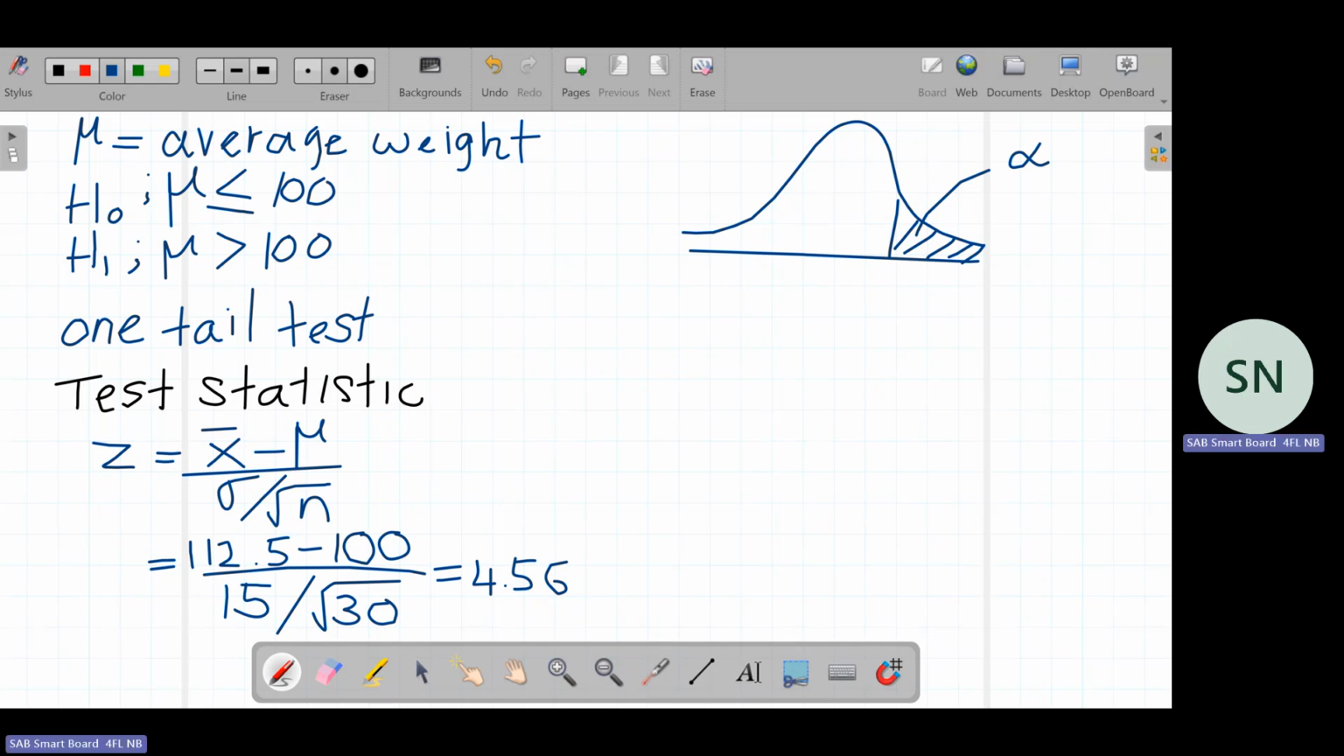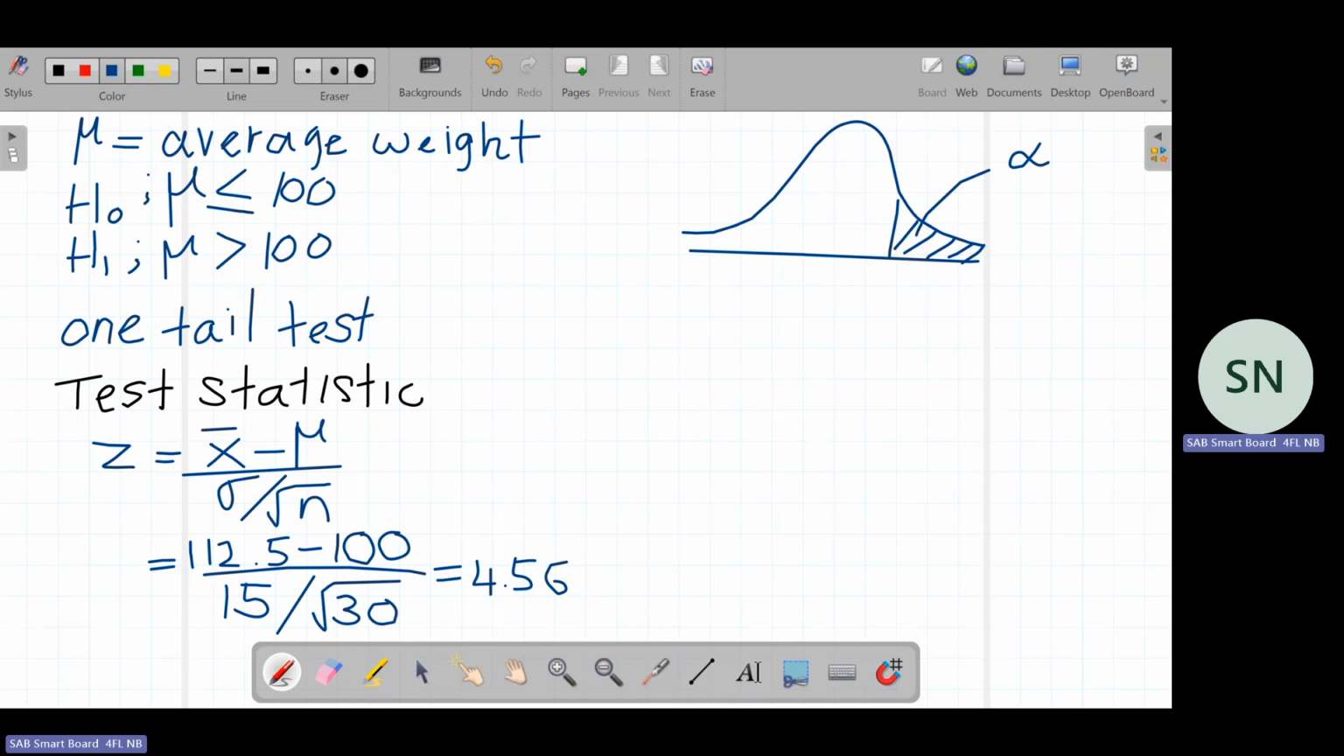Understood? It's clear? Then this is the rejection region. Then what is this? Then the shaded area is the alpha. It means the area of the rejection region. Level of significance. Then the other side. Rejection, and then the remaining area we call the acceptance region or non-rejection region.